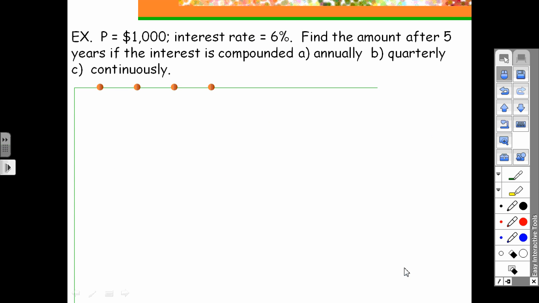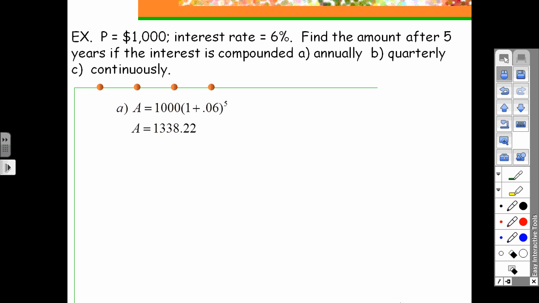Here's an example. It says our principal is $1,000. That's the amount that we want to invest. Our interest rate, wow, the bank is being generous. It's giving us a 6% interest rate. It says find the amount after 5 years if the interest is compounded A, annually, B, quarterly, and C, continuously. All right, let's do the annually first.